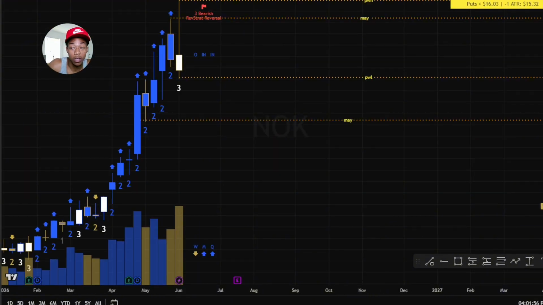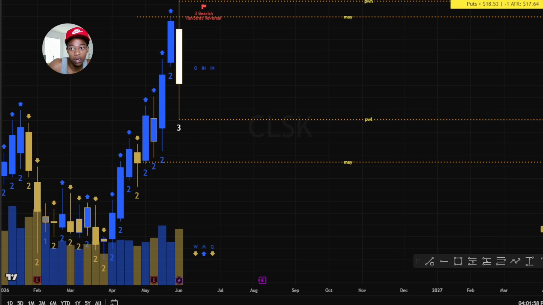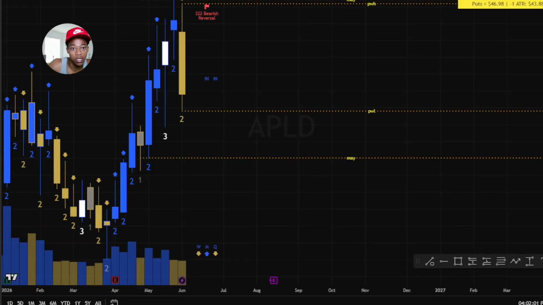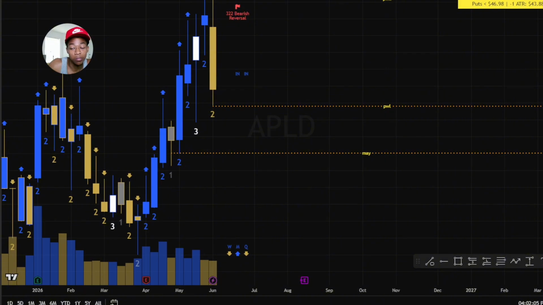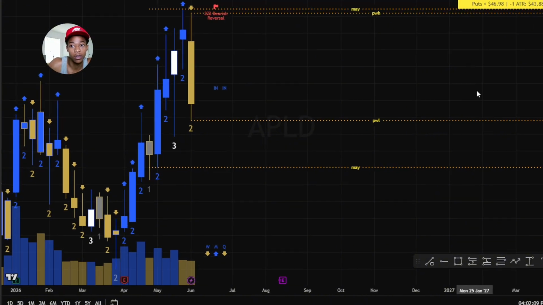If we go to Nokia, we got a 3, got a 3, 3. And these are all my small caps too. This is my small caps list for a small account trader. I'm a small account trader right now, so I'm only trading small caps and indices right now.